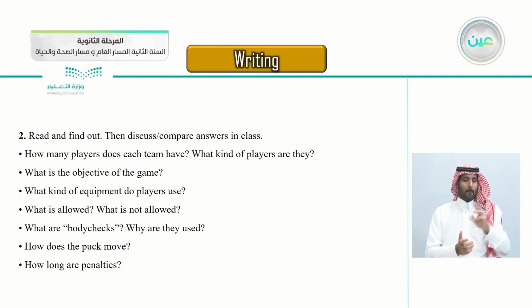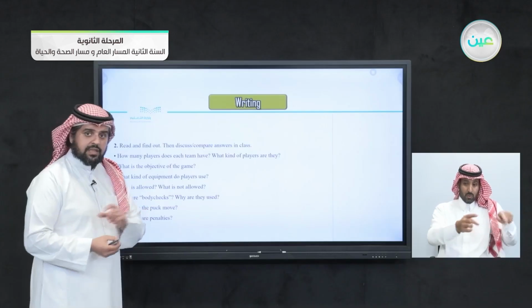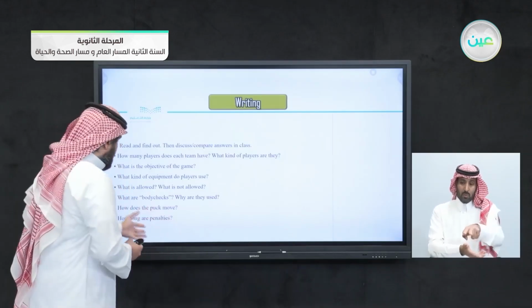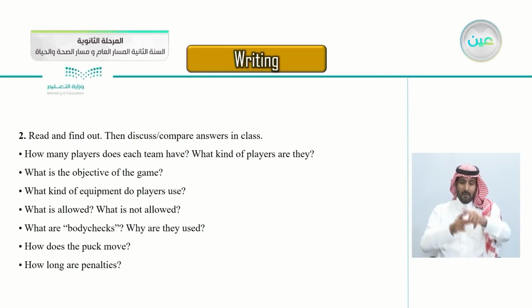What is allowed and what is not allowed? The rules. What is allowed? What is not allowed? What are body checks? Why are they used? So there's something called body checks. What are they and why are they used? How does the puck move? The puck, of course, is the black round object that they try to move. And how long are penalties? So these are the questions.